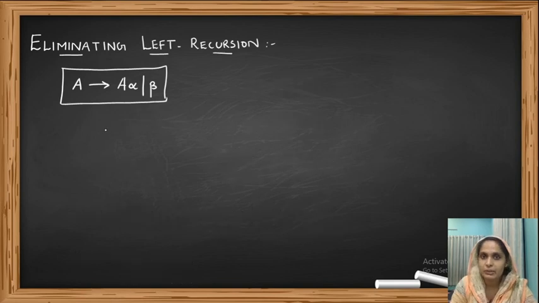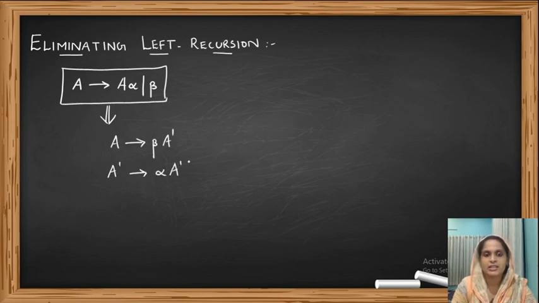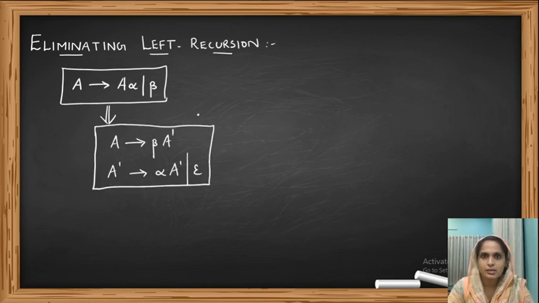Now, how can we eliminate this left recursion? To eliminate left recursion, we have to convert this grammar into the following form: A produces beta A dash, and A dash produces alpha A dash bar epsilon. So actually you have to learn these two productions by heart. If you are not understanding this, don't worry. Everything will be clear once you start doing the problems.